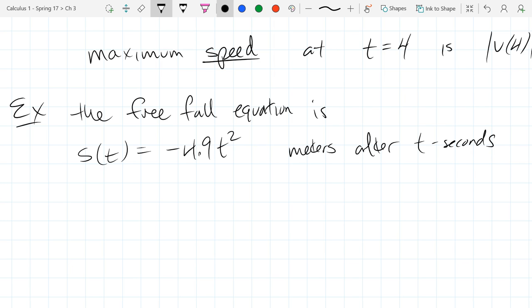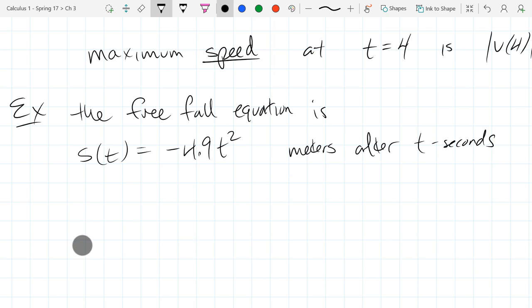So if you drop something, after 0 seconds it hasn't moved. But after 1 second, it will have moved 4.9 meters downwards. And this assumes no air resistance. So obviously, if you drop something from high enough up, the air resistance will become significant and slow it down. And that's what they call terminal velocity.